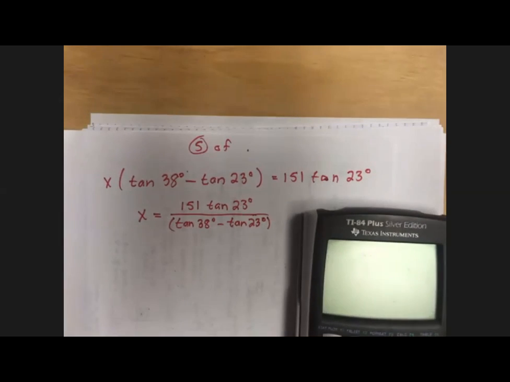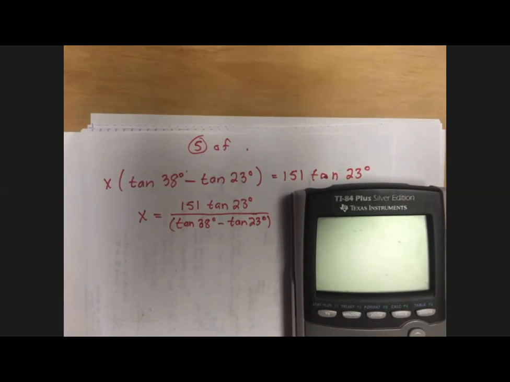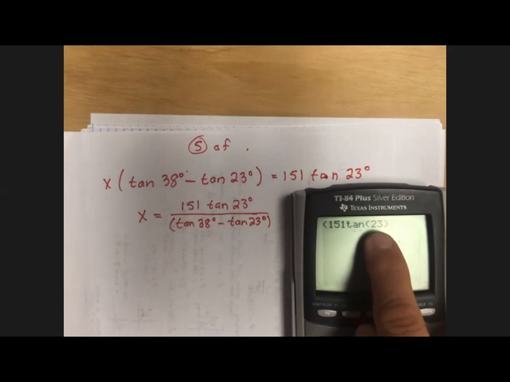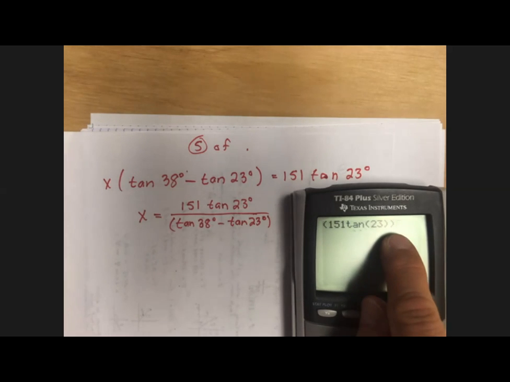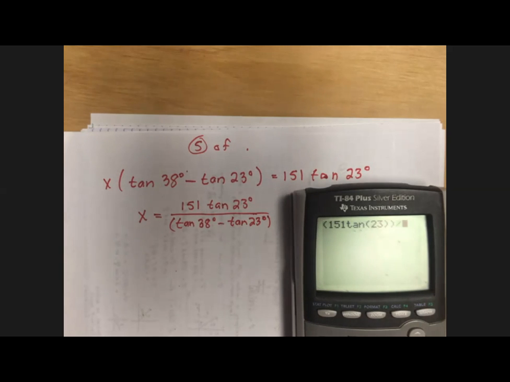Need a little more calculator room. Let me type that in right here with lots of parentheses so that I keep everything straight. Sometimes I use more parentheses than I need, but there's no harm in that as long as they're balanced. 151 tan 23, stop the tangent, stop the numerator. So those are the parentheses for the top, divided by, now parentheses, tan 38 minus tan 23.